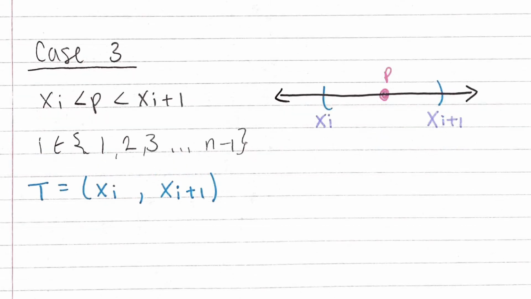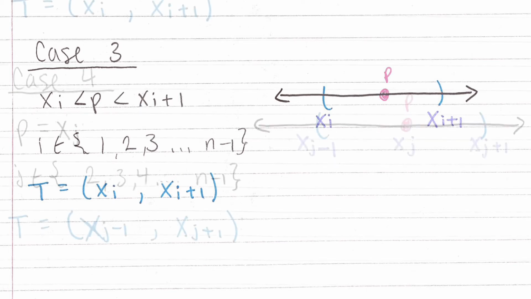So now it gets a little tricky here. This is case 3, and that's when P is between X sub I and X sub I plus 1. And we'll say that I is an element of 1, 2, 3, n minus 1. And for this case, our segment T will be X sub I and X sub I plus 1.